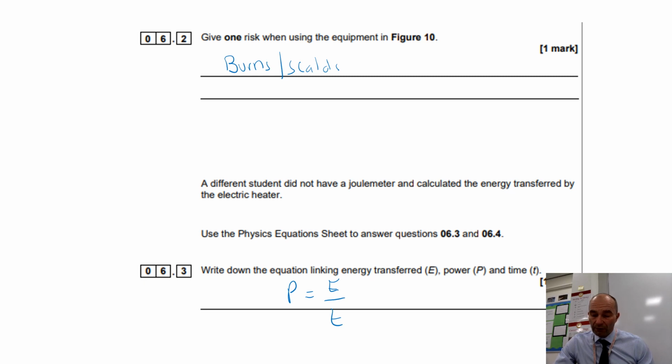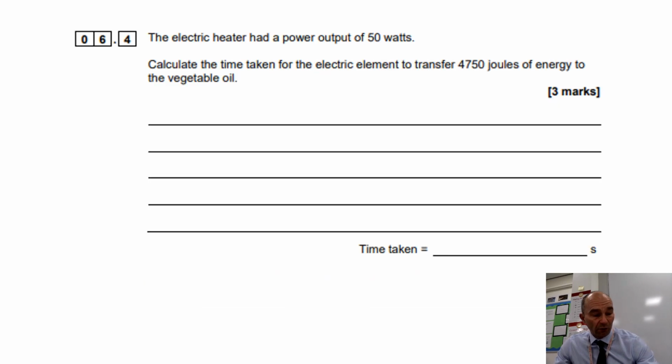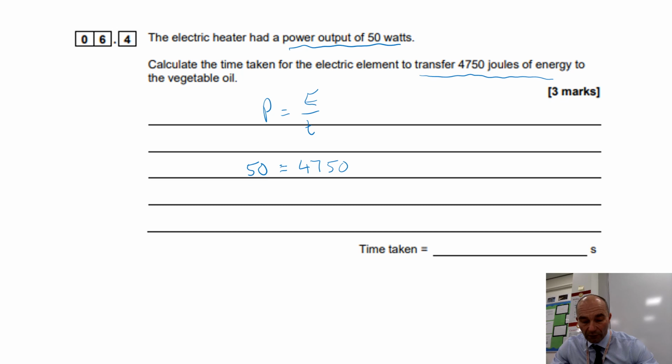And then the next question, we're going to have to use that formula. So we've got power equals energy over time. Remember, we don't get the mark for writing that out again, but we do get a mark for transferring in the numbers we've got. So we've got a power number here. We've got a transfer of that number of joules of energy. We've got to work out the time. So we've got power is 50 equals 4,750, a bit clearer, over t, which is our unknown.